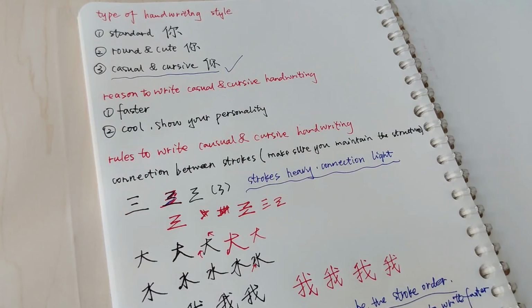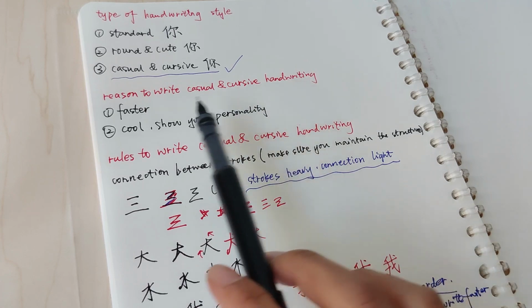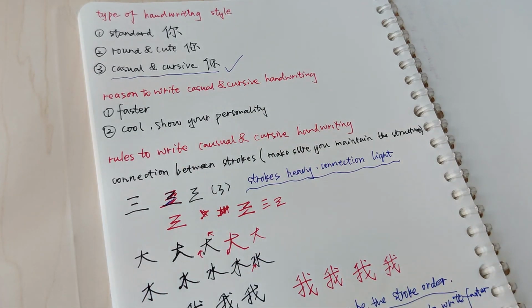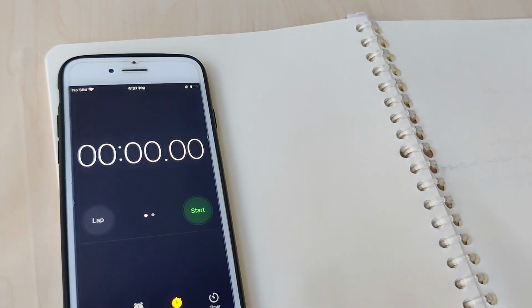Yeah. Okay, so you've been talking about writing casual and cursive Hanzi can make you write faster. Is it true? Does it really help you to write faster? So I'm going to do a test. I'm going to write the exact same sentence in 2 different ways. The first one is the standard way, and the second one is the cursive and casual way. And I will time it. Okay?